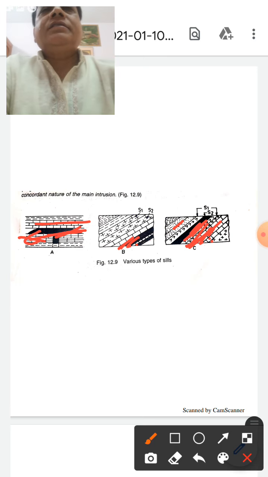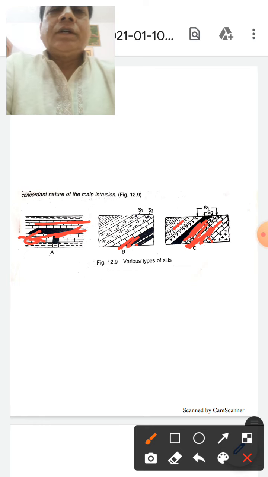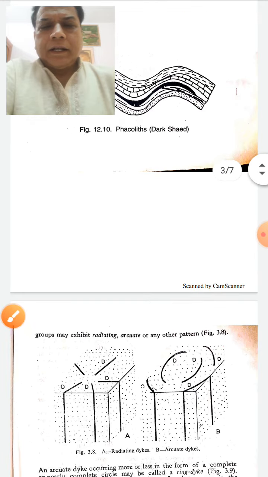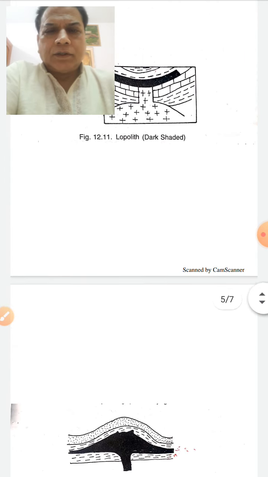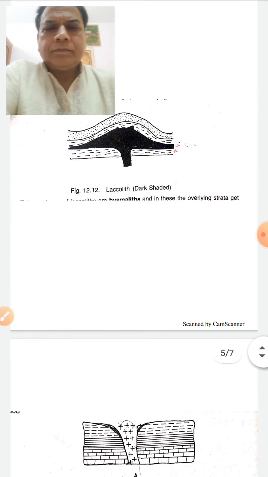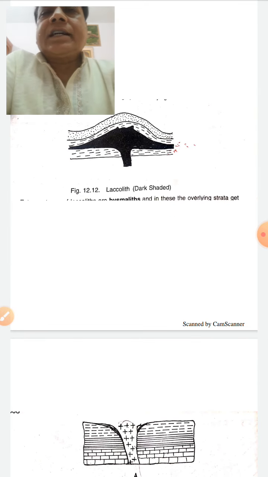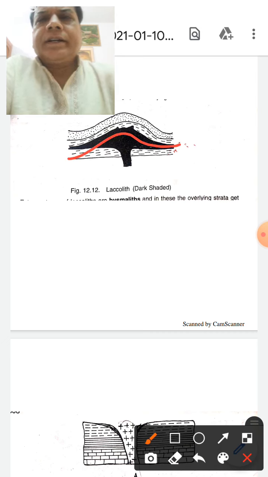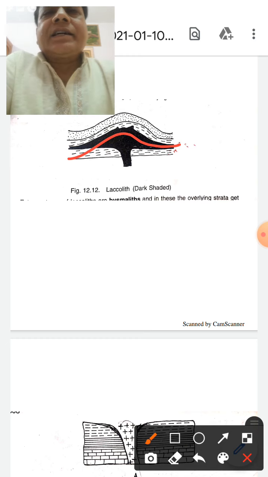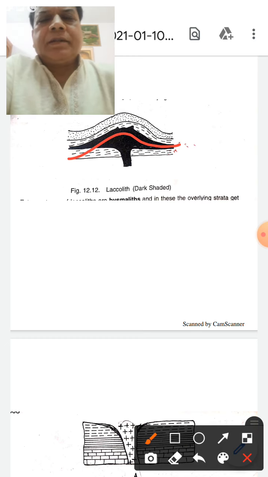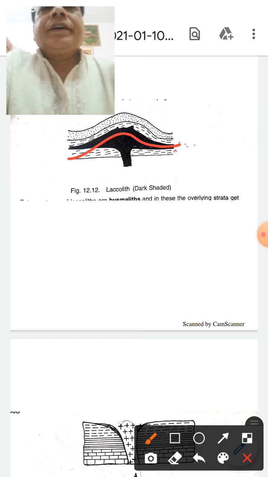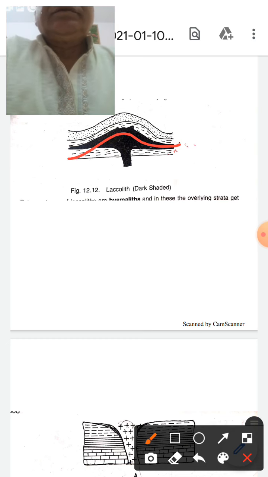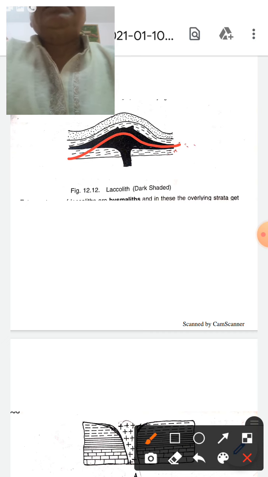Now this laccolith, let me show you the diagram. Laccolith, right? This is your laccolith, this one. Now these are concordant. When you say this is concordant, it is because it is parallel to the bedding planes. They are concordant bodies, bun shaped, the shape is like a bun-shaped mass of igneous rock. This is your bun shape.